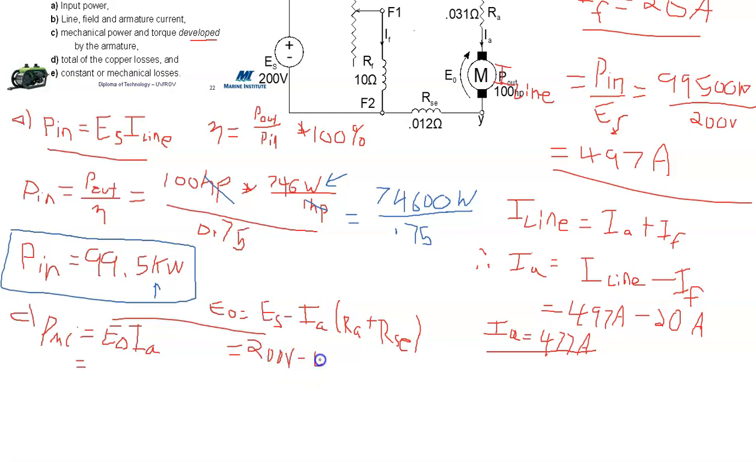Subtract A at 477 amps, and our resistors at 0.031 ohms plus 0.012 ohms, and if you add those up, we have 0.043 ohms.